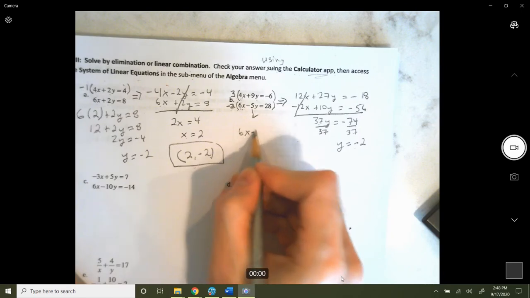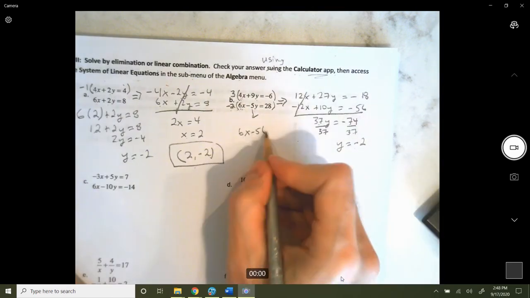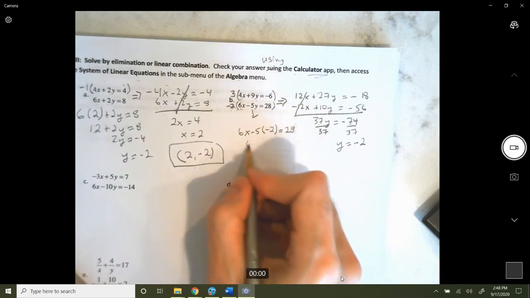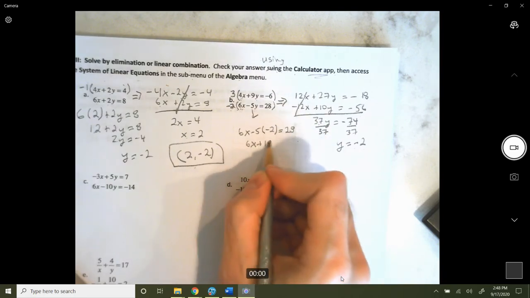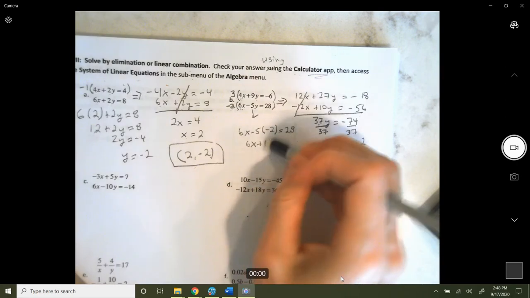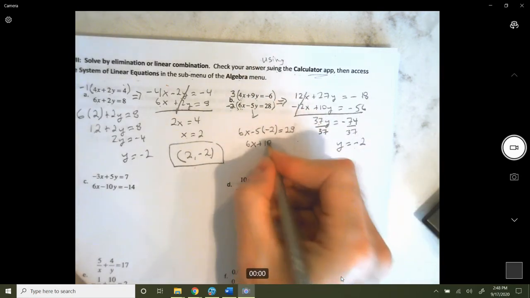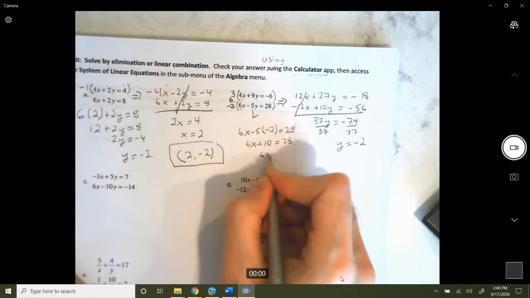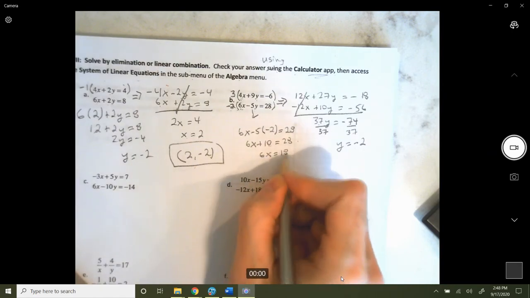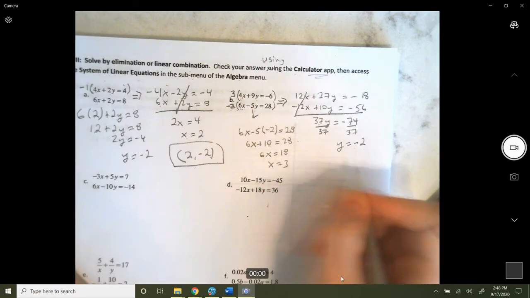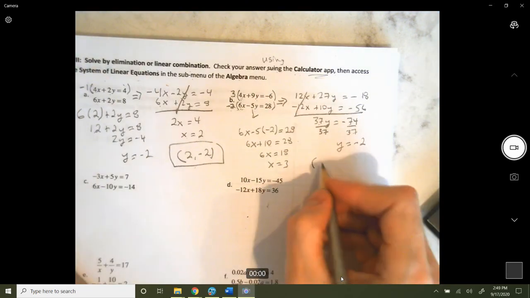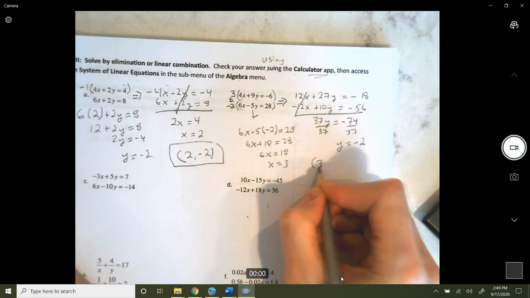6x minus 5 times y equals 28. 6x plus 10 equals 28. Subtract 10 from both sides. 6x equals 18 and x equals 3. So again, we're going to put our answer into an ordered pair, 3 comma -2.